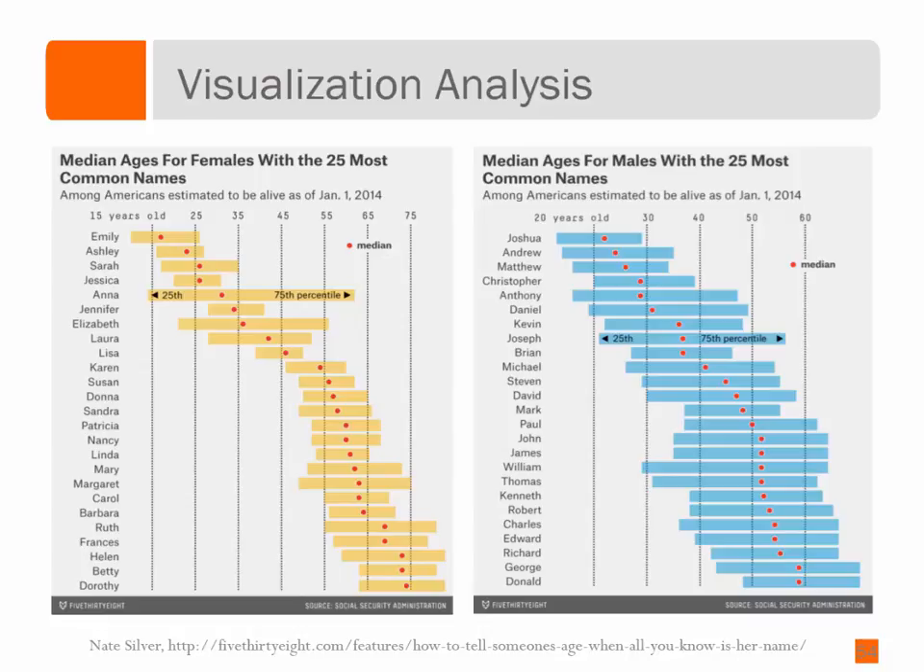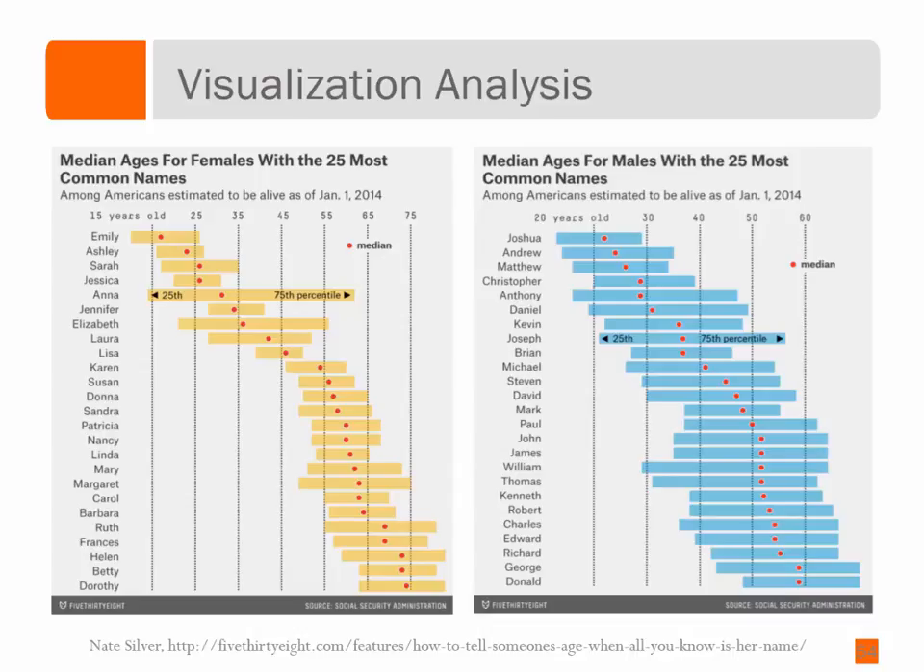So this gives you just a fun way of solving a particular real-world problem. If I know someone's name, perhaps I'm meeting them for an interview tomorrow, but I have no idea what age they are, this might help give us a sense of what it might be. And we see the exact same approach on the right-hand side for males with the 25 most common names.